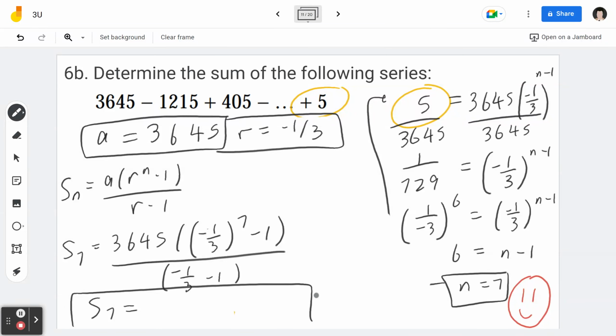Now, here's what I strongly suggest to everybody. Do this in one step. You don't need to do this in multiple steps. Just grab a calculator, which is one I'm going to show you right now. When you plug it in, this equals 2,735. And that is the sum of the first 7 terms. I hope this makes sense.